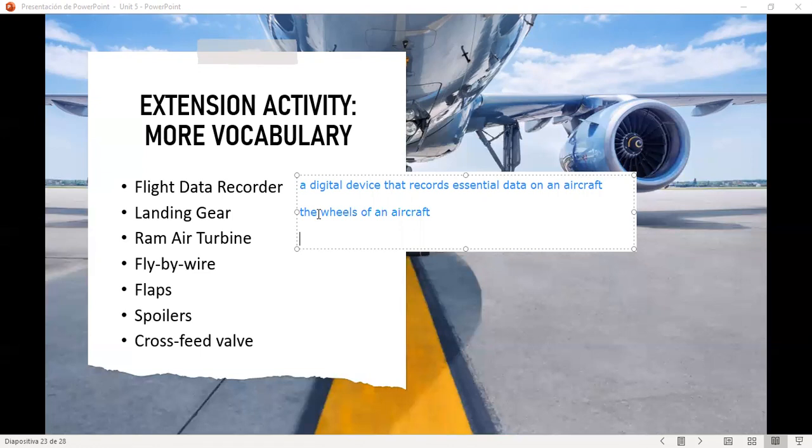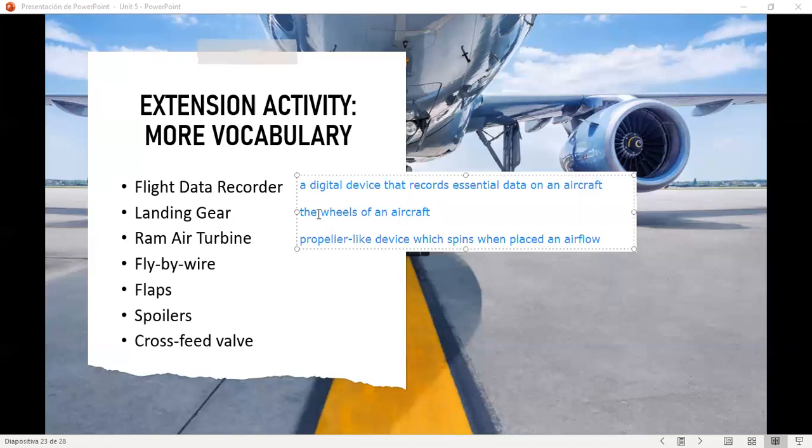The third one, it's the ram air turbine. Well, in this case, the ram air turbine is a source of power for the aircraft. It's a propeller-like device that spins, as you said, like a turbine spins when placed in the airflow.